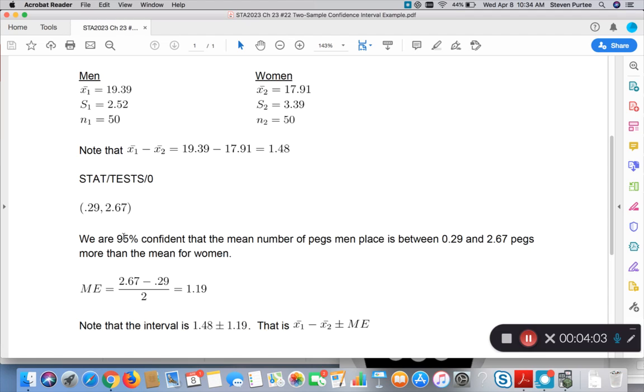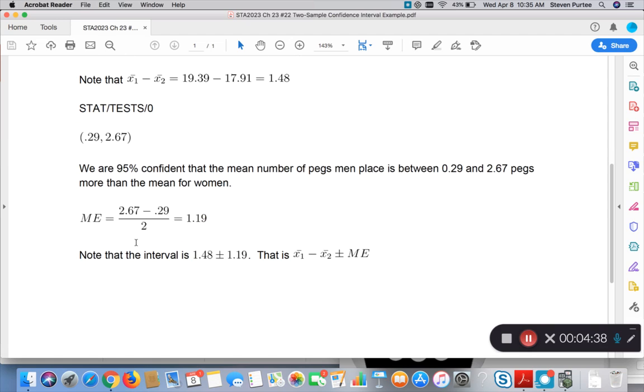So we're 95% confident the average number of pegs for men is between the smaller and the larger, more than the mean for women. Remember, if you get two positives here, then group 1 was the winner. If you get a negative and a positive, when negative higher would mean lower, so possibly group 1 was lower, possibly group 1 was higher. And if you get two negatives, you pick the wrong group 1.